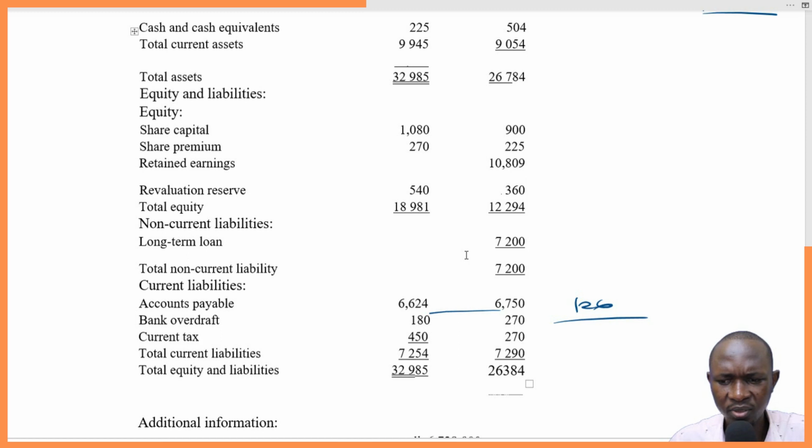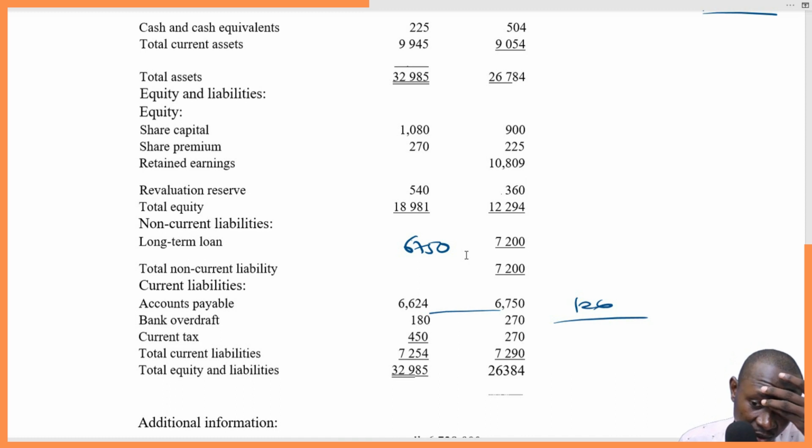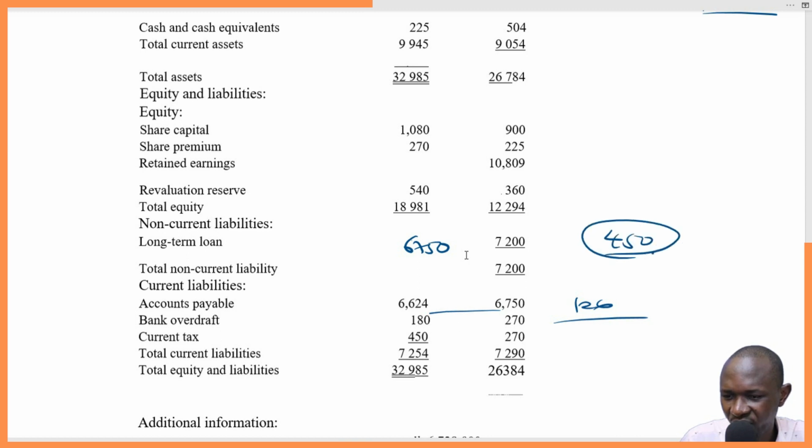Long-term loan, it's from 7,200 to 6,750. So it has actually decreased. That means we've paid how much? 450. The difference is 450. So the fact that we've reduced our loan, it means money has gone outside to sort out that loan. So this means this is an outflow.